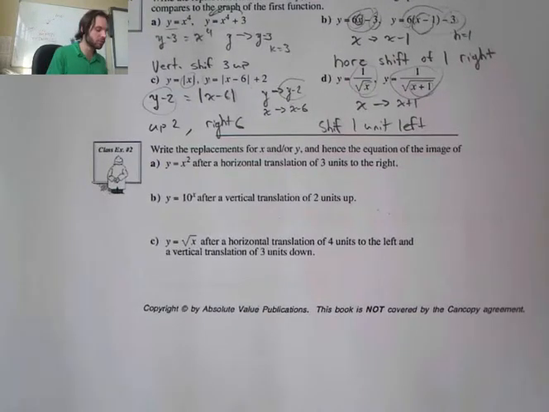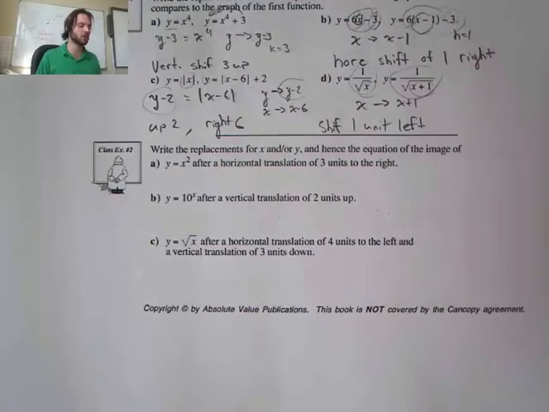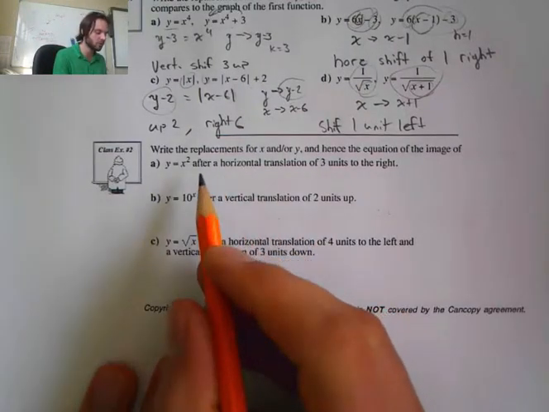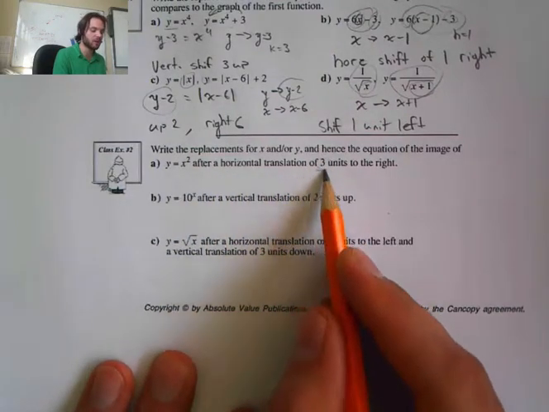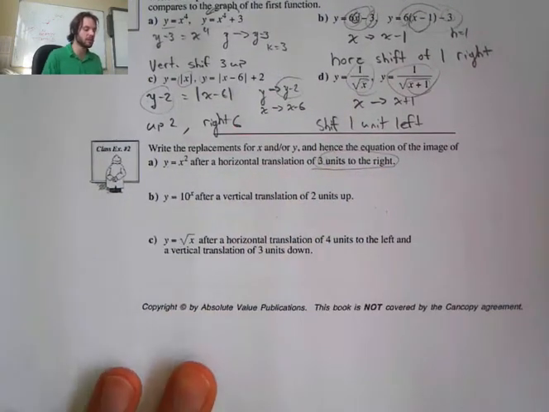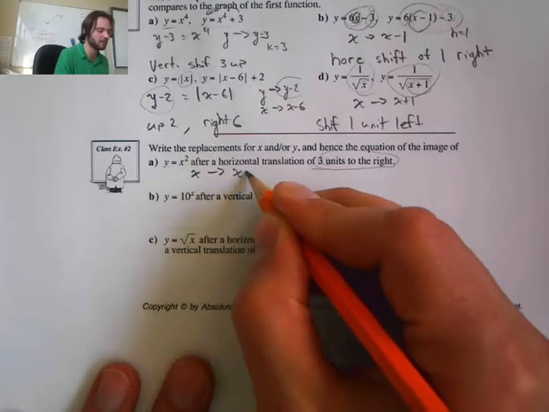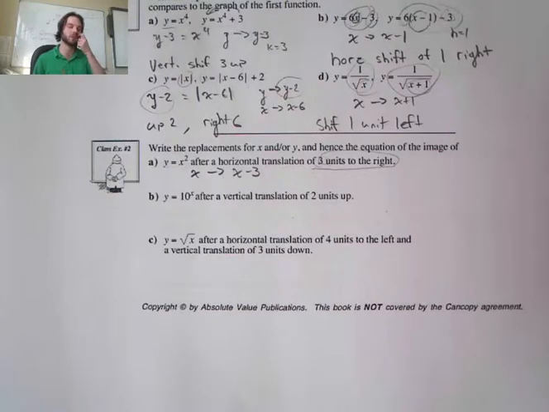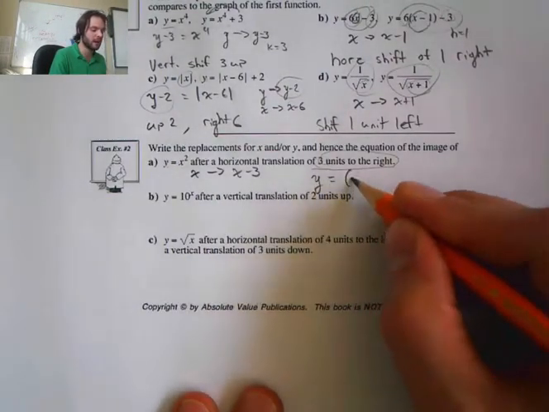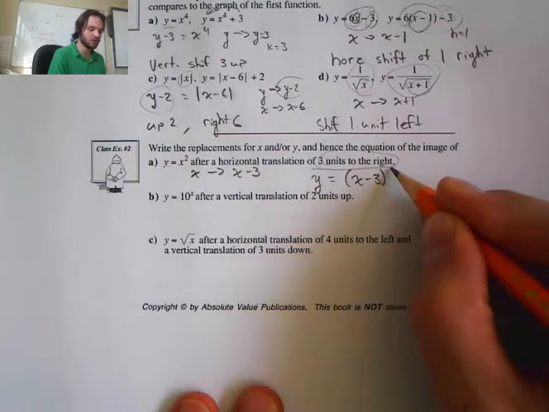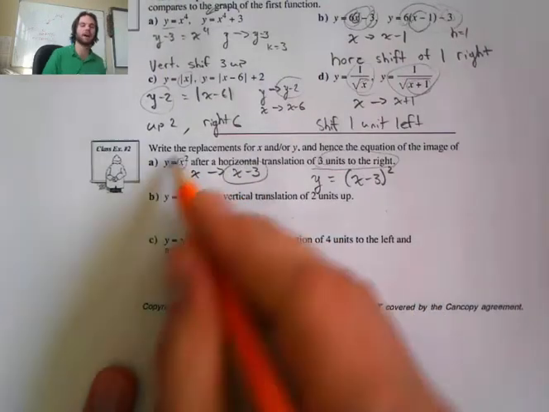It says, write the replacements for x and or y, and hence the equation of the image. So we have y is equal to x squared after a horizontal translation of 3 units to the right. So if 3 is to the right, x gets replaced with x subtract 3, because it's 3 units right. So we end up getting y is equal to x subtract 3 squared. That's it. We have to put this in for every x.